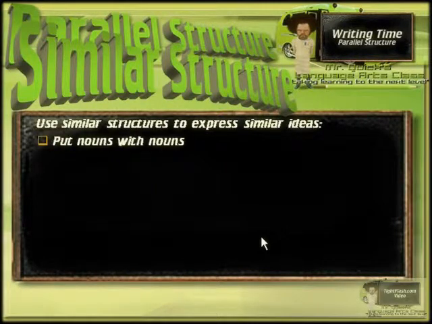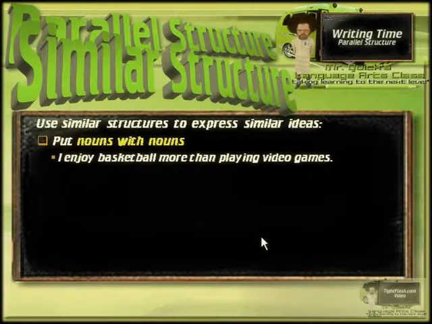In other words, if you have a list of nouns, then you don't want to have the list mixed with nouns and verbs. Okay, you need to have nouns with nouns. For instance, I enjoy basketball more than playing video games. Okay, so we need to make sure that the structure of the word or the phrases, if we're talking about nouns, then both of them need to be in that structure, noun structure. Okay, play of course can be a verb, but when we add ing to it, we turn it into a gerund, which of course becomes a noun.